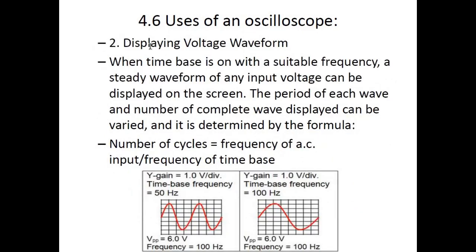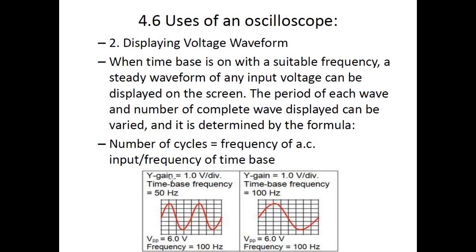The second use of CRO, displaying voltage waveform. When time base is on with a suitable frequency, a steady waveform can be displayed on a screen. The number of complete waves can be varied, and it is determined by the formula: number of cycles equals frequency of AC input divided by frequency of time base.